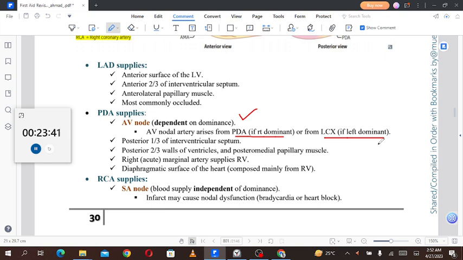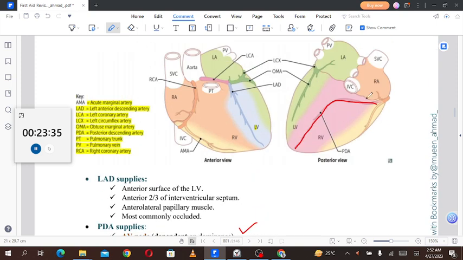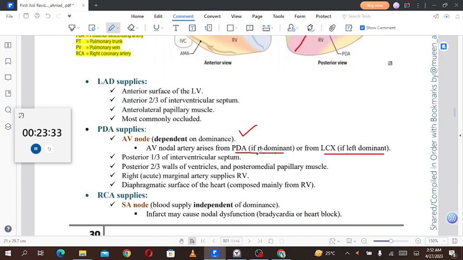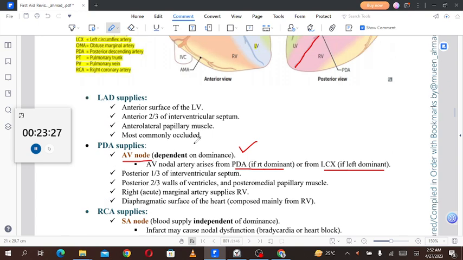Okay, now this is again a major conceptualization factor. I have to rebuild my concept. I'm sorry. My concept was that dominance is dependent on the posterior descending artery, but now they are saying that the dominance is dependent on the AV nodal artery. That is, the AV nodal artery is a branch of what?